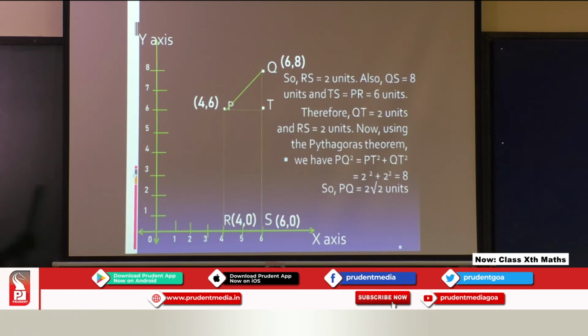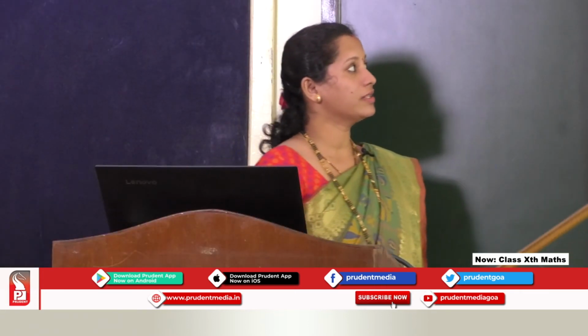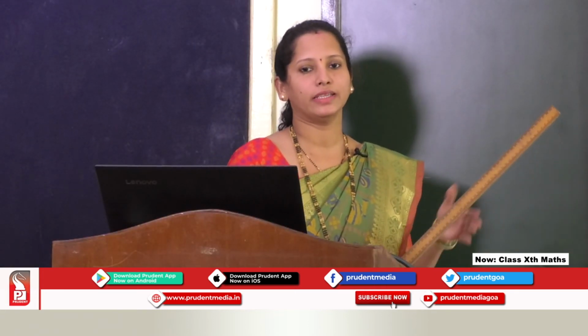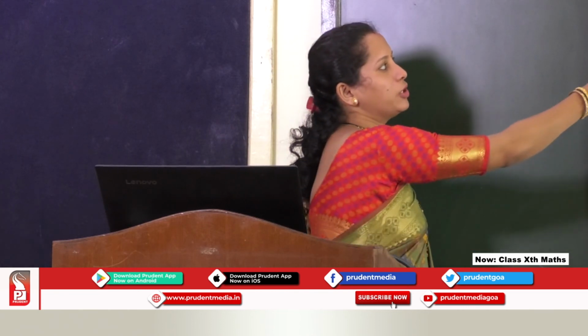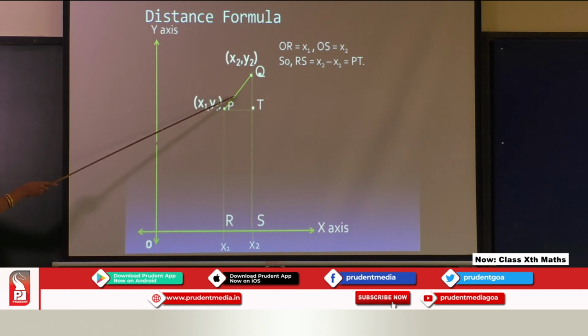So we get the distance PQ is equal to 2 units. Now let us use this understanding that we have got from the examples to find the distance between the 2 points in the first quadrant, that is P (x1, y1) and Q (x2, y2). So these are the 2 points and these are their coordinates.